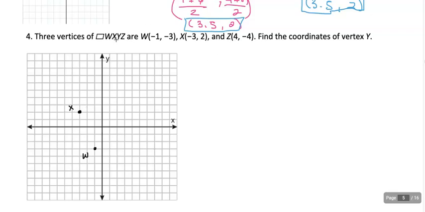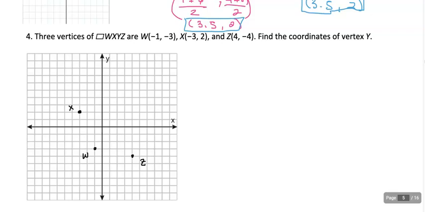I got Z, which is 4, negative 4. There's a y coordinate somewhere. So W and X connect, X and Y connect, and then Y and Z connect, and Z goes to W. Z is at 4, negative 4. So 1, 2, 3, 4, 1, 2, 3, 4. And there's Z, right?